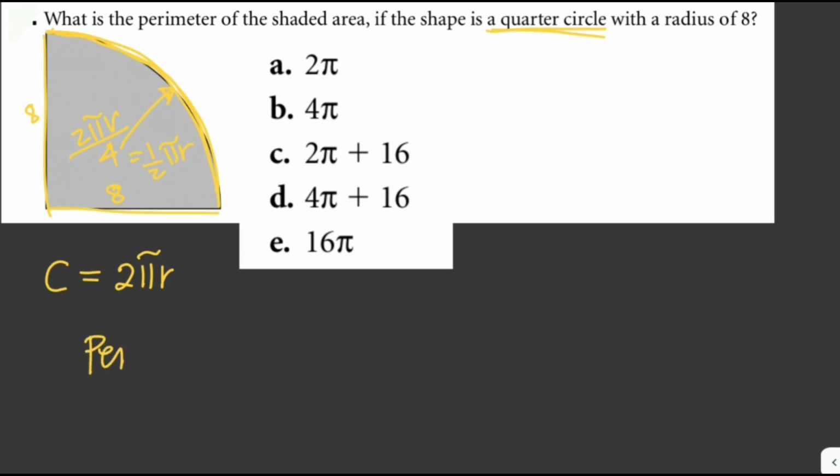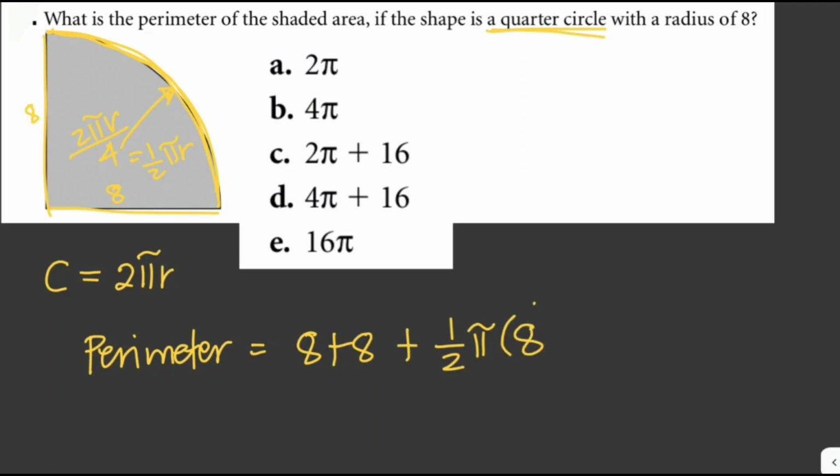So the perimeter is just equal to 8 plus 8 plus 1/2 pi r, and the radius is just equal to 8. So this is 16 plus 8 divided by 2 is 4 pi. Therefore the perimeter is just equal to 4 pi plus 16. So the answer here is letter D.